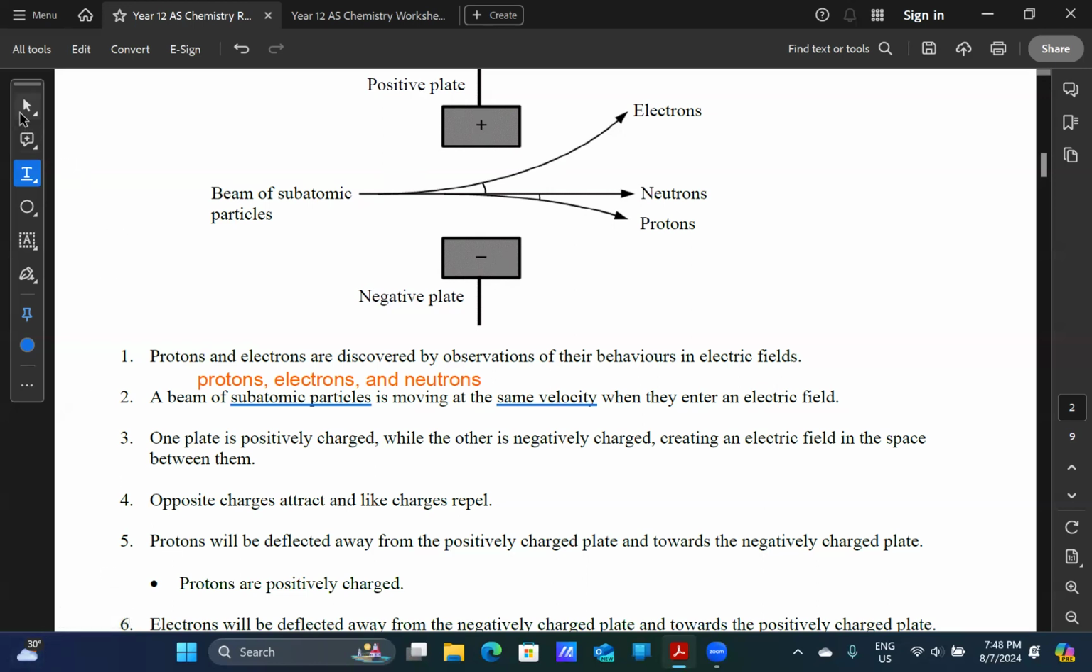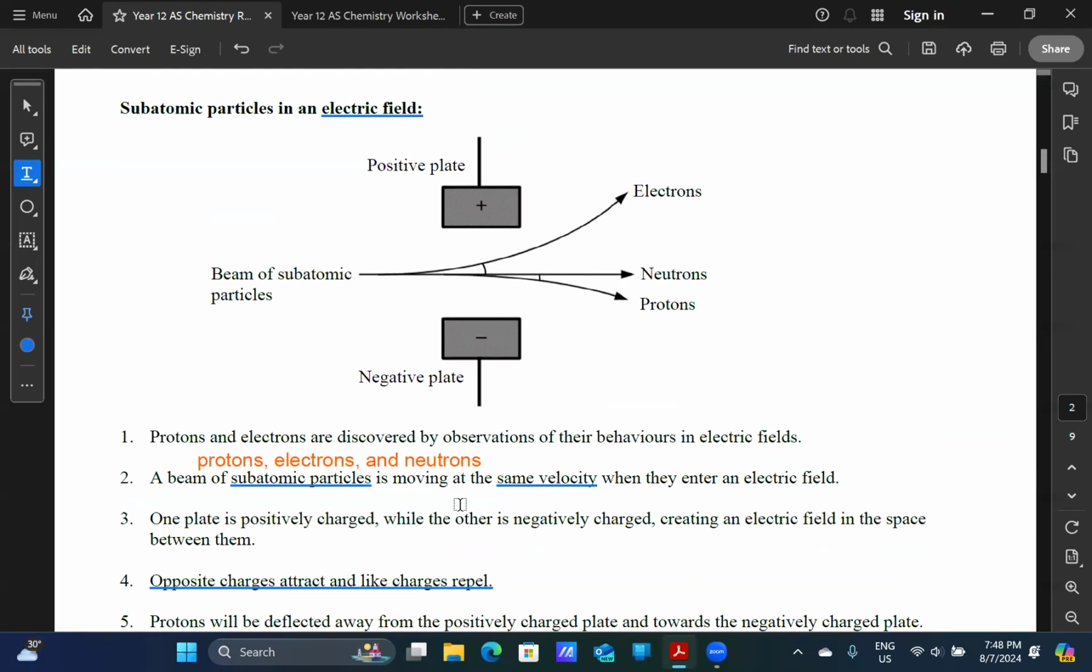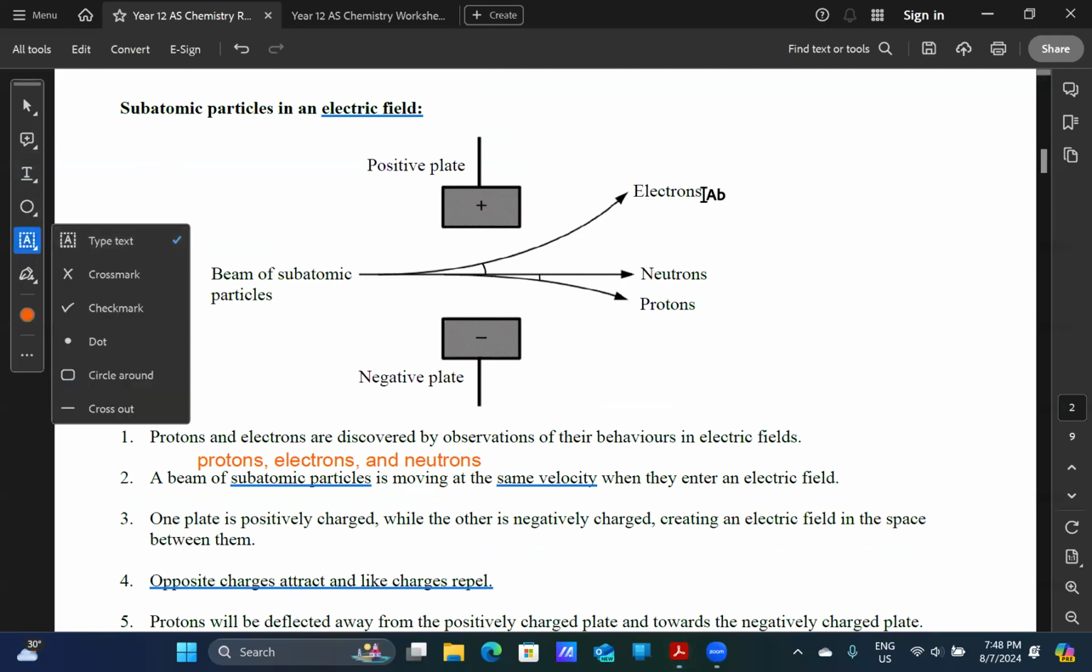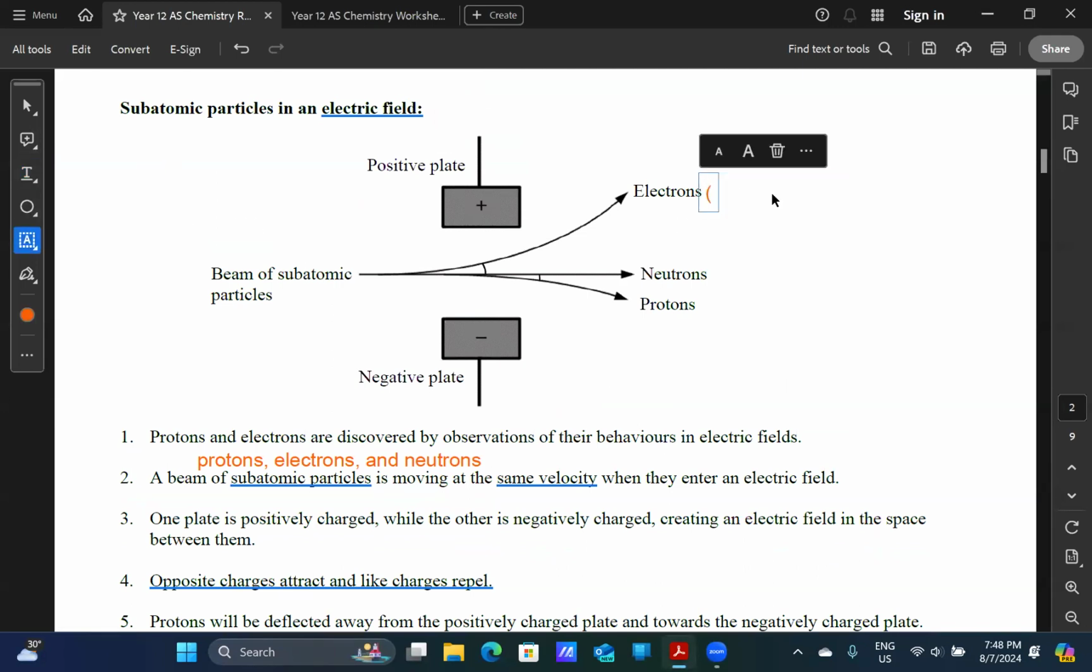You have to understand this very well. Opposite charges attract and like charges repel. This is the important concept you need to know. Theoretically, as you know, electrons are negatively charged.